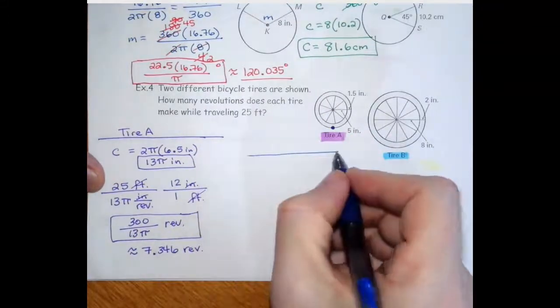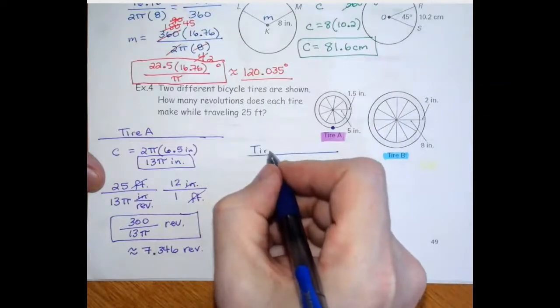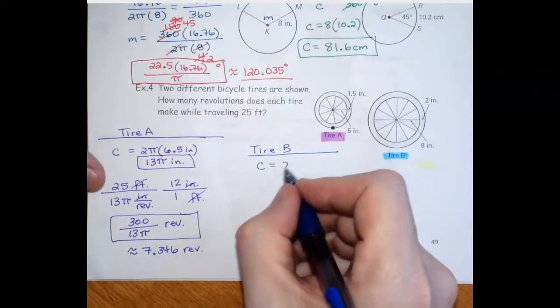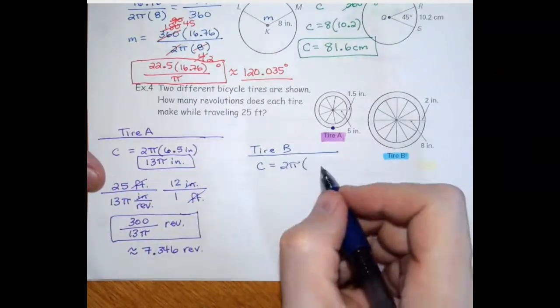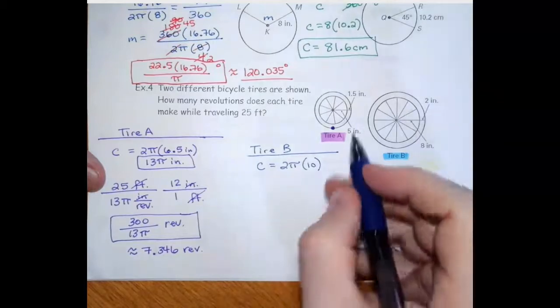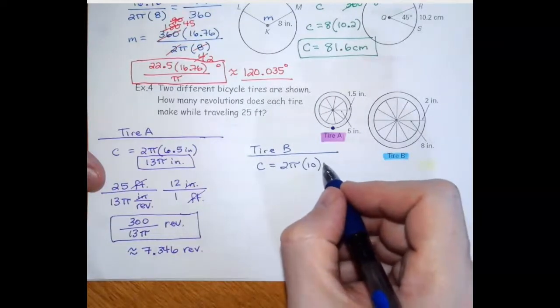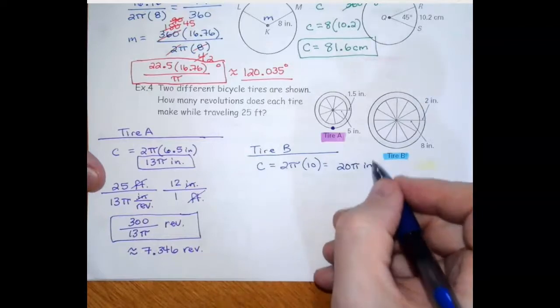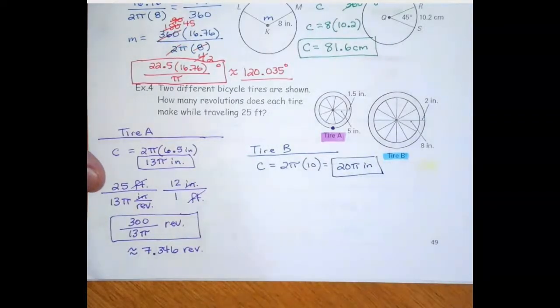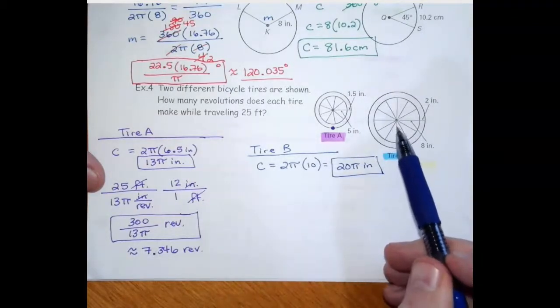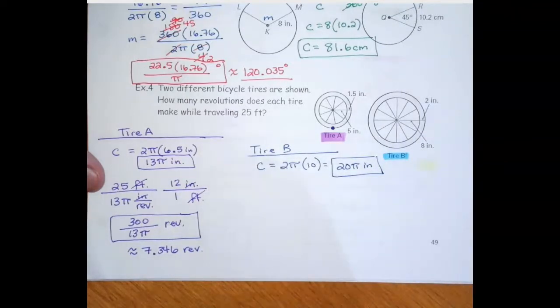Alright, so now we're going to look at tire B. We're also going to need to look at the circumference, and that's going to be 2 pi r. In that case, it's 8 plus 2, so it's 10. So that's going to be 20 pi inches. Okay, so if we think about this a little bit, should this tire have to go around more times or fewer times to cover 25 feet?